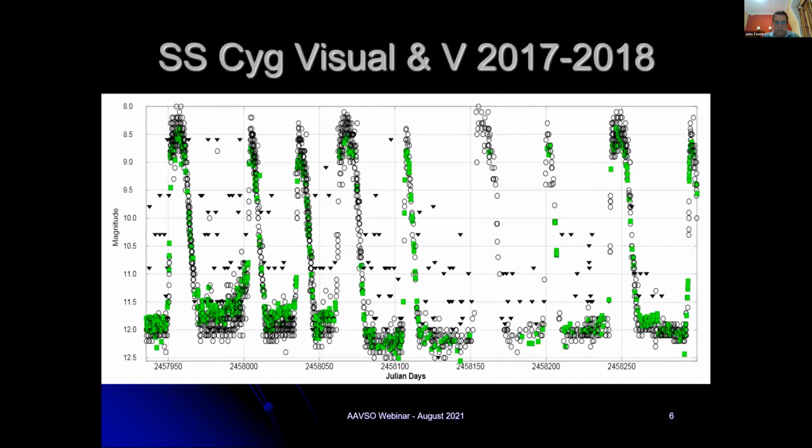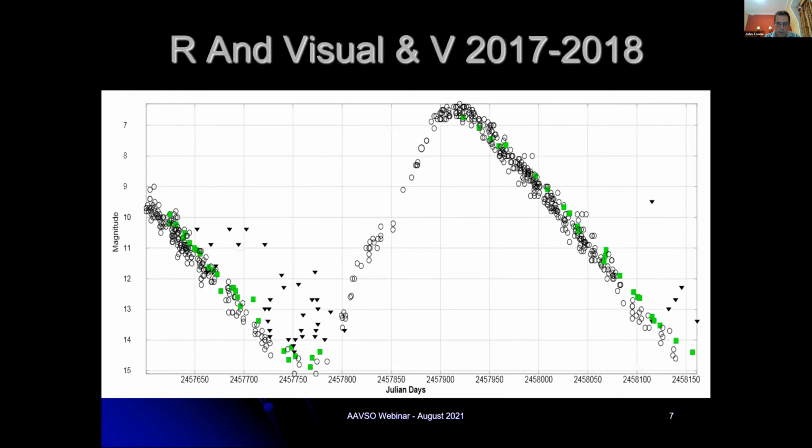So typically, in the AAVSO database, you've got a mix of V and visual photometry, where the V is the green, and here is a light curve of SS Cygni. And you can see that the visual photometry and the V photometry are closely related, although there are some differences. Typically on this particular variable, the V photometry is brighter at minimum and fainter at maximum. And there's a reason for that, which I'll come to also shortly.